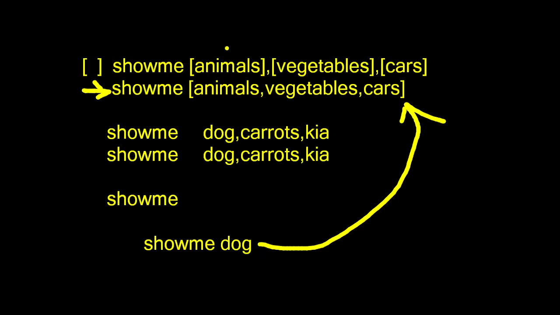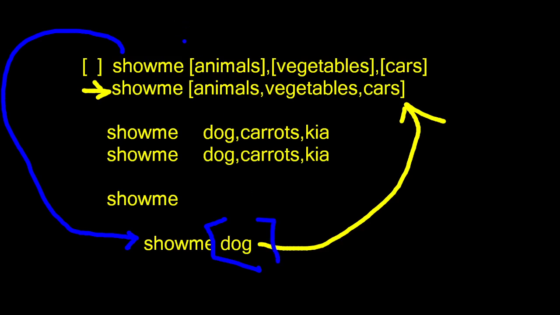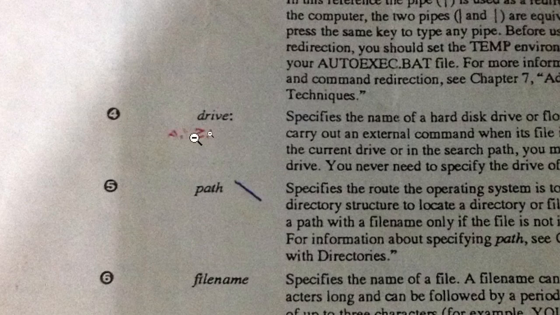But this one is correct syntax, because the dog is separated by the bracket here. See the difference? So easy for you now. Now next, summary. I hope you understand.